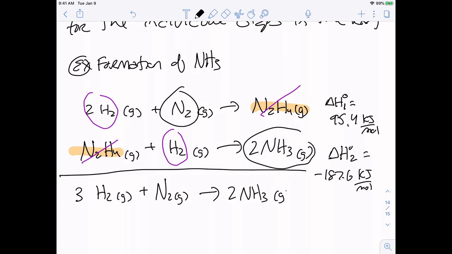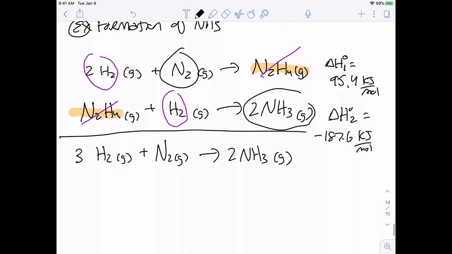And then always double check to make sure that that balances, to make sure you didn't miss anything. So 3 H2s give me 6 hydrogen atoms. 2 ammonia, right, 2 times 3 gives me 6 hydrogen atoms. Diatomic nitrogen is 2 nitrogen atoms, and then 2 ammonia gives me 2 nitrogen atoms. So it does balance. So that would be my net equation.